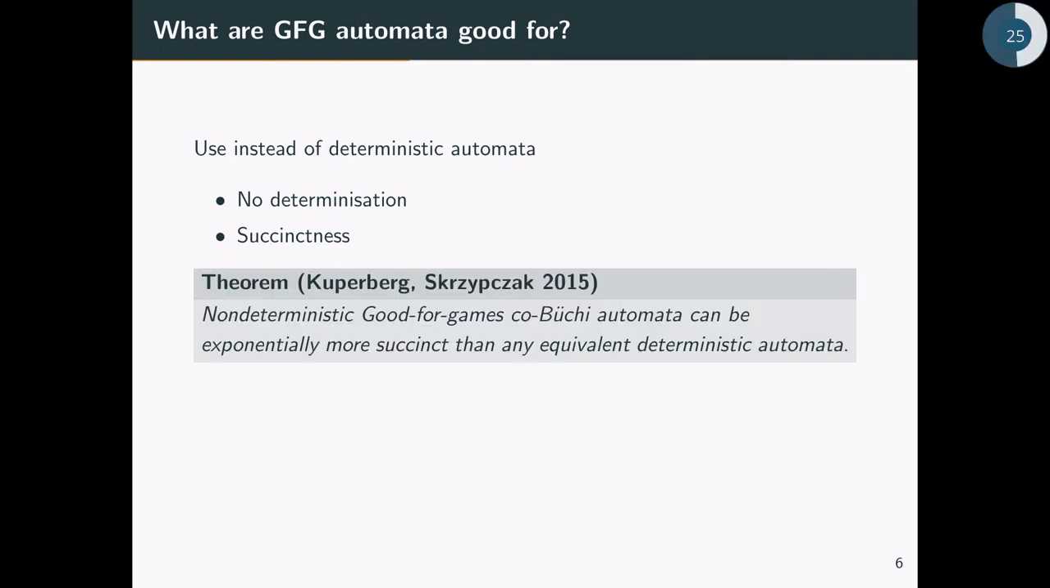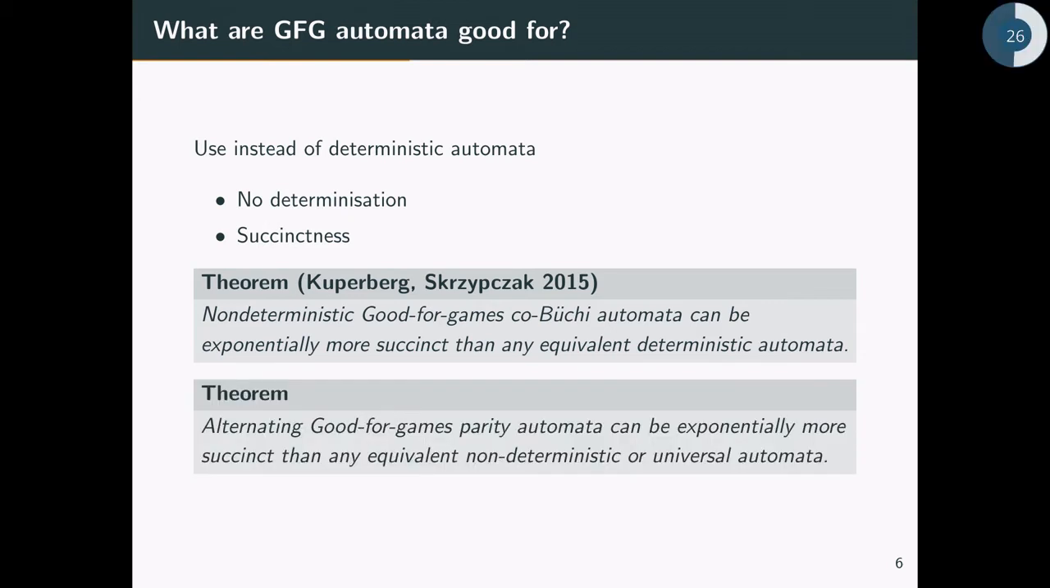but they can also be more succinct than deterministic automata. So for instance, Kuperberg and Skrzypczak showed in 2015 that non-deterministic good for games coBüchi automata can be exponentially more succinct than any equivalent deterministic automata. Now in this paper we show that alternating good for games automata can also be exponentially more succinct than any equivalent non-deterministic or universal or indeed deterministic automaton.